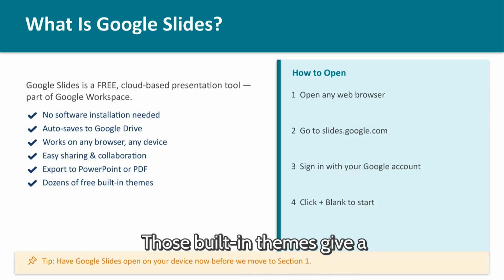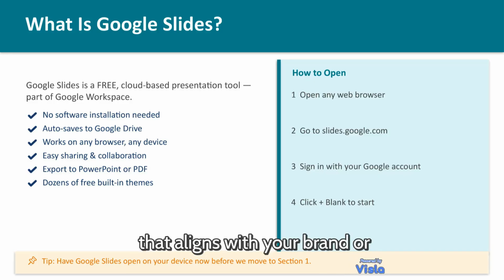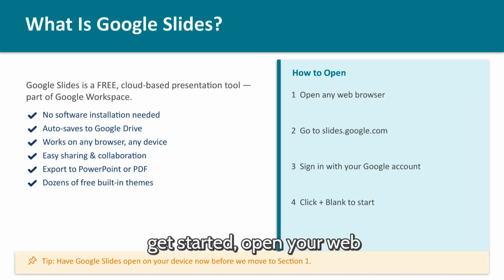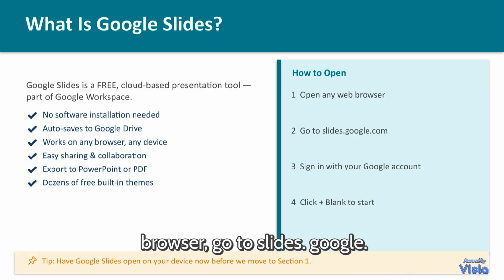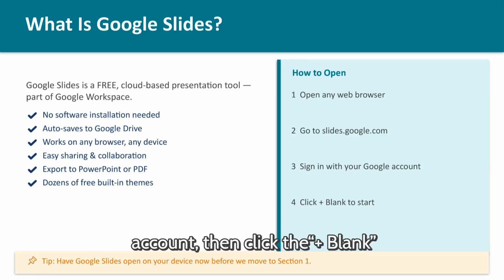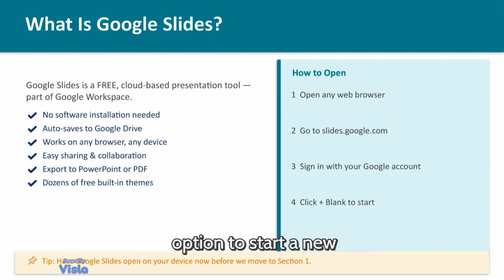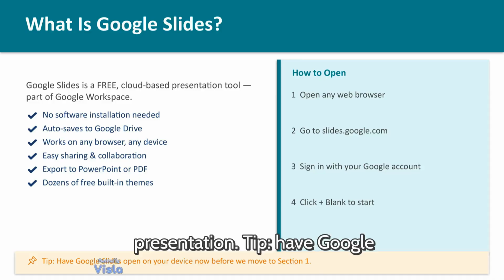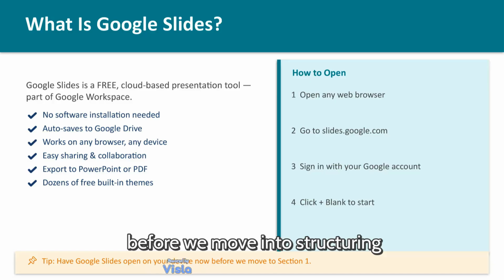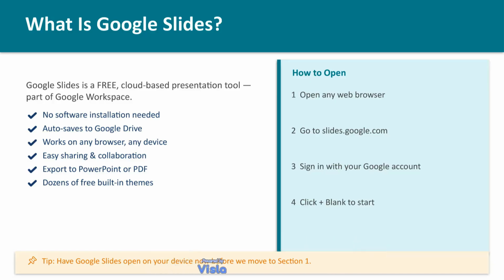Those built-in themes give a quick design boost. Choose one that aligns with your brand or topic to maintain consistency. To get started, open your web browser, go to slides.google.com, sign in with your Google account, then click the +blank option to start a new presentation. Tip: have Google Slides open on your device now before we move into structuring your content in Section 1.